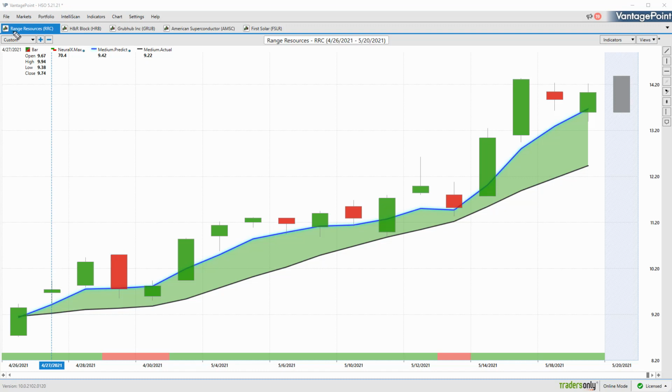Plenty of opportunities to cover in today's outlook. So we'll start out here with shares of Range Resources. We've also got H&R Block around tax season here, Grubhub, American Semiconductor, and lastly here, First Solar.